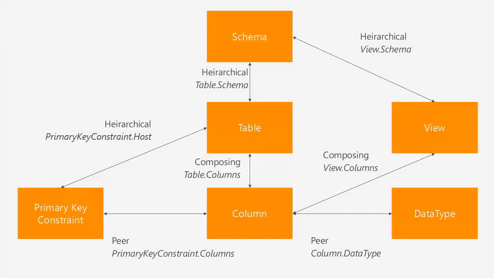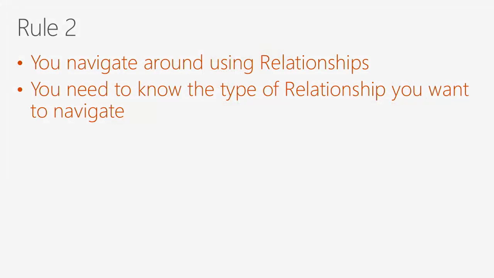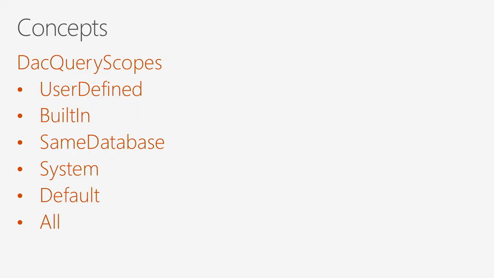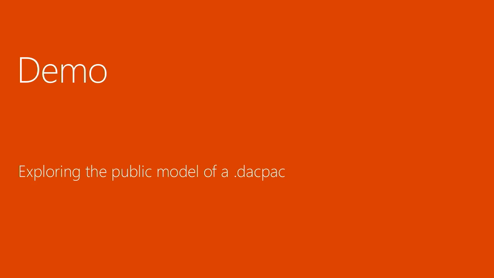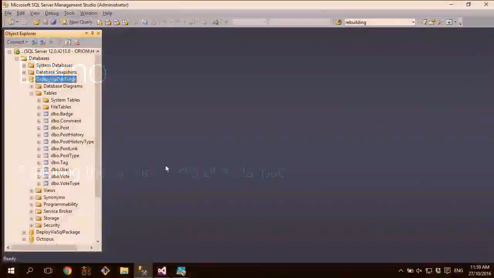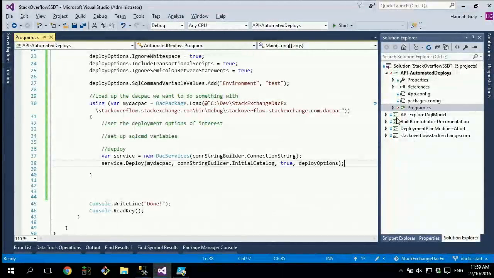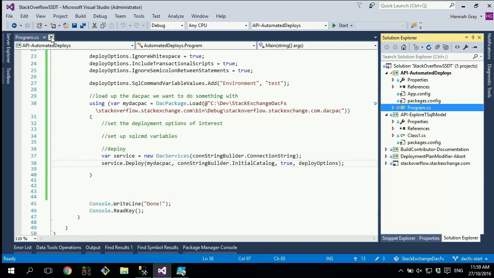Cool. So you've got the 3 concepts, right? Everything is a T-SQL object. You must know relationships, and you need to know your DAC query scope that you are interested in. So, a very quick demo showing how this all hangs together and that I'm not actually making this stuff up, which would be fun, to be fair.